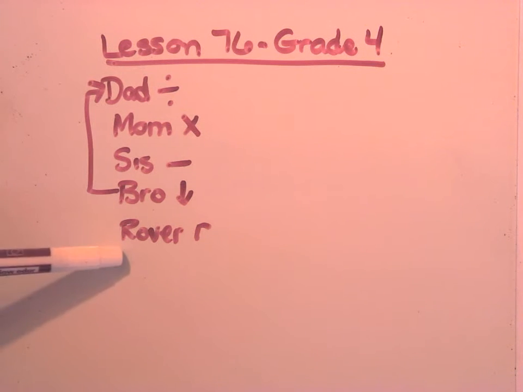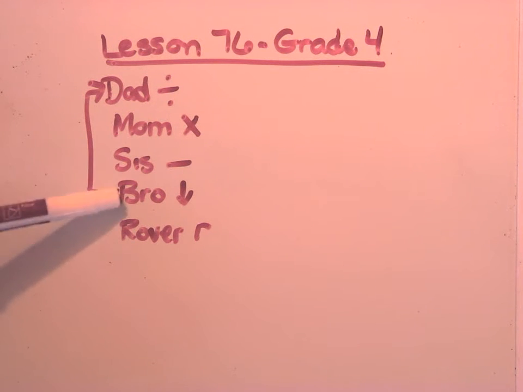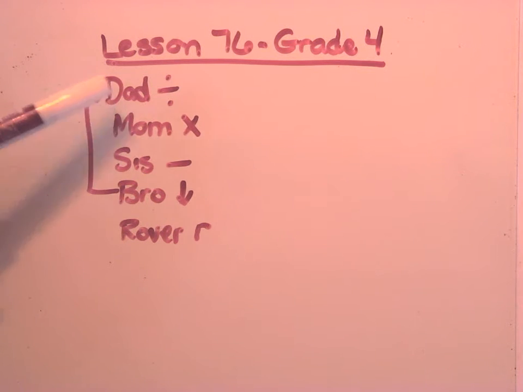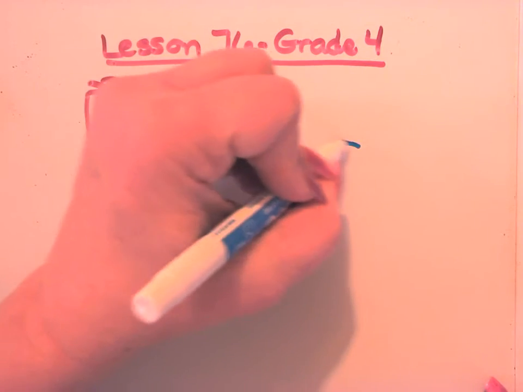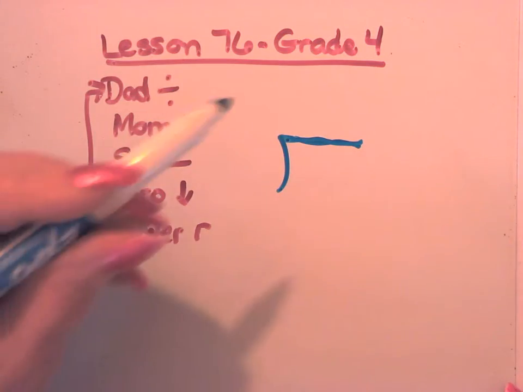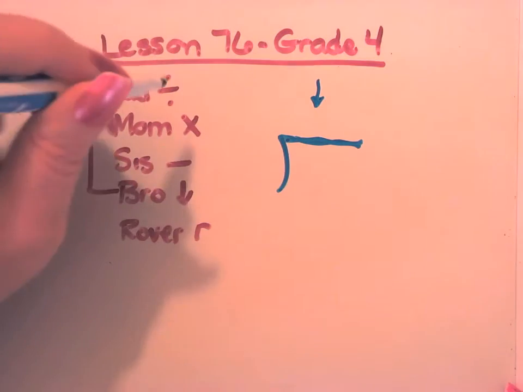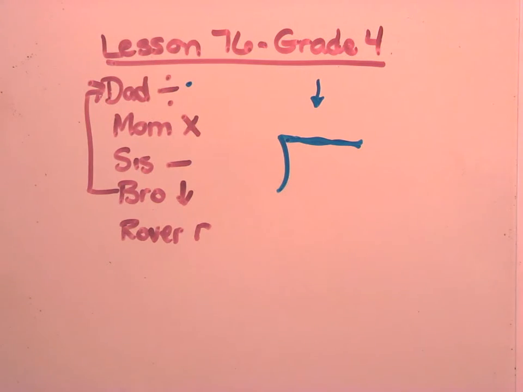Remember the division family: we have dad, mom, sister, brother, rover. Dad is the divide part. Remember, dad can only go on the roof. So if we look at our division problem here, we're going to have dad on the roof. All the answers to our division problems go on that roof.